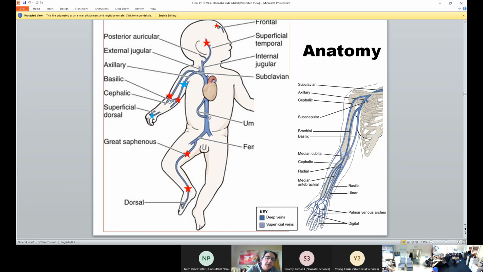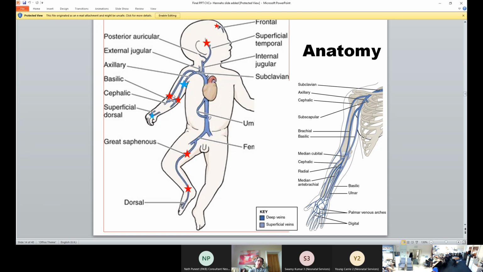And this connection, we call it median cubital vein. This vein is also superficial and wide, but the problem with this one is it is very close to the brachial artery. So there is a risk of cannulating the artery instead of the vein.